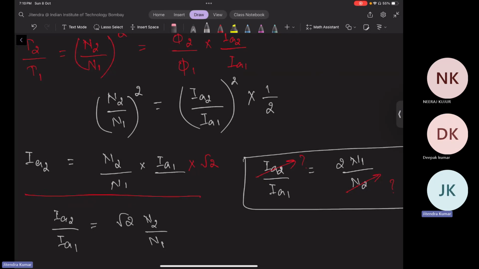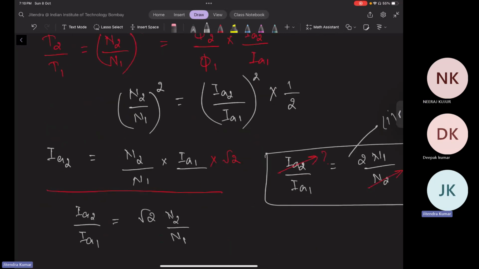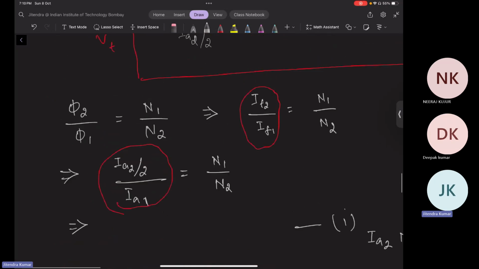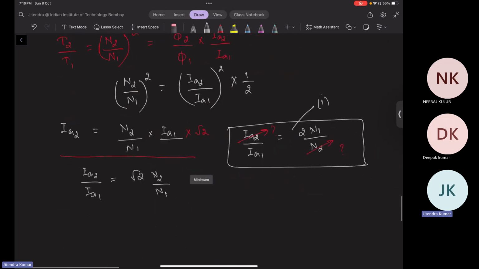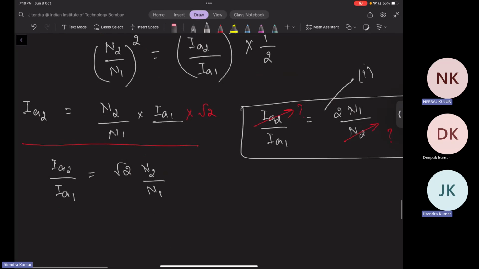This is coming from one condition. The condition above was that torque is directly proportional to speed square, and here we got it from this, right? Sir, I have one idea. Let's write both those equations in terms of IA2 and then equate those two. Then the IA2 term will be gone. Then the only unknown will be N2. N1 we know, IA1 we know. Yes, definitely.